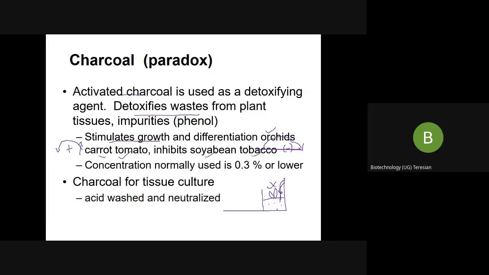Whenever you are using activated charcoal, first you have to see that it is acid washed. It should be neutralized with a base, because we are using acid, and then, only if it is necessary, you use your charcoal.